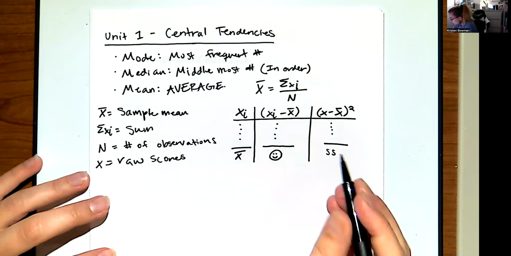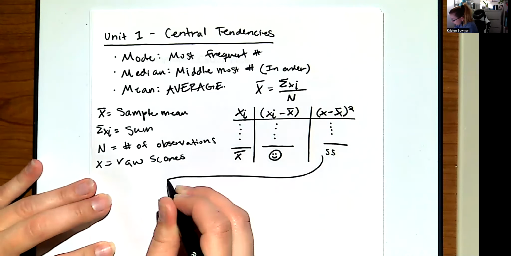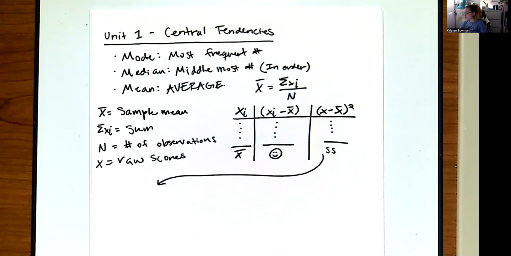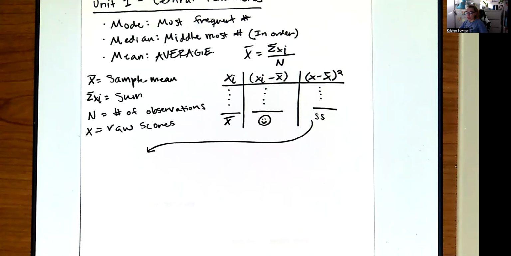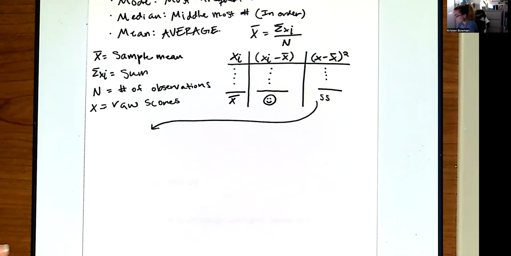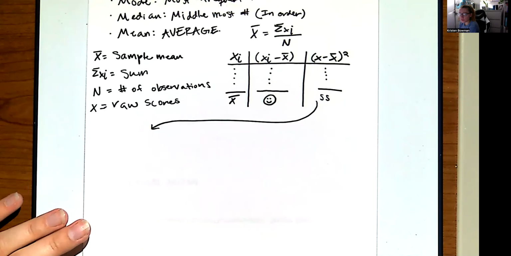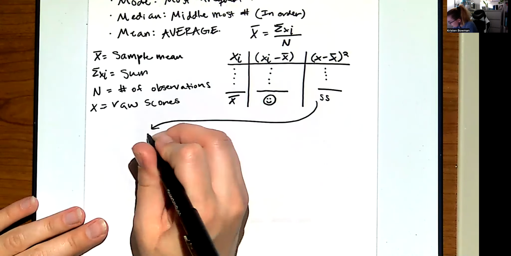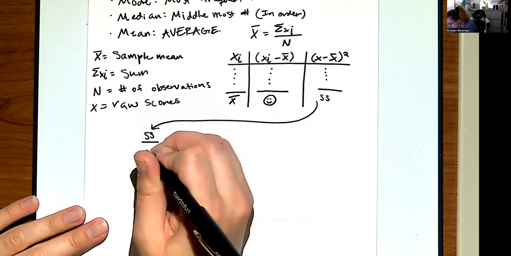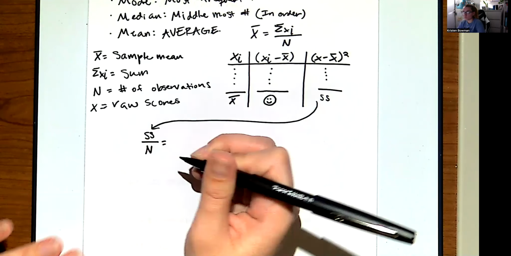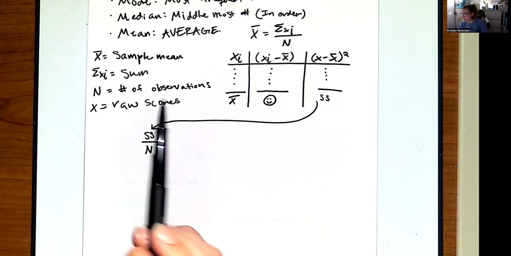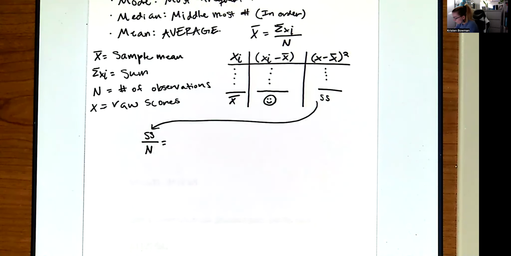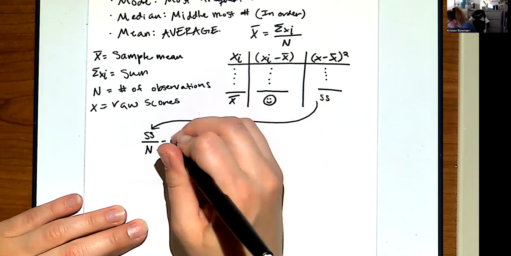Alrighty, so I'm actually going to draw a little arrow over here, just so we can get back to left to right again. Now I'm going to say, okay, what can I do with the SS? Well, with the sum of squares, we can now calculate our variance. So we can take SS divided by N. Our sum of squares divided by the number of observations gives us our variance.